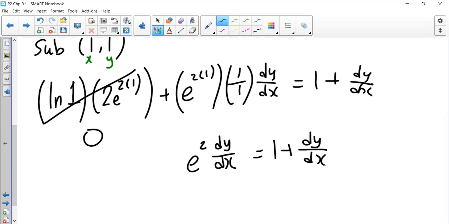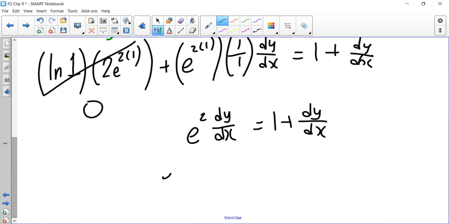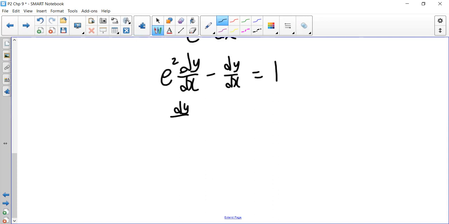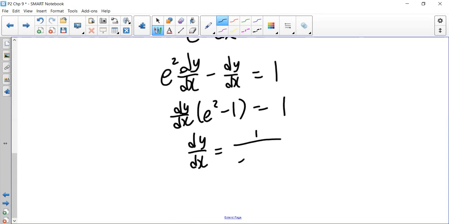Now I can make dy by dx the subject here, which is much easier. If I bring that dy by dx to the left hand side, e squared dy by dx minus dy by dx equals 1. Then I can factorize the dy by dx out: dy by dx times (e squared minus 1) equals 1. So dy by dx equals 1 over e squared minus 1. That will be the numerical value. It doesn't look numerical, but we know e is a number, 2.718, so if you put it in a calculator, it is a numerical value. It's just an exact answer.